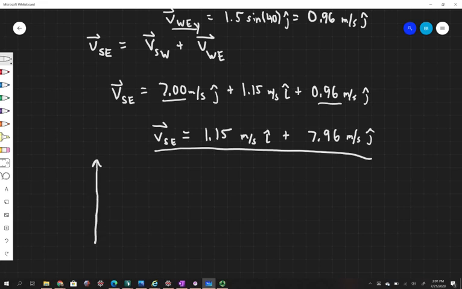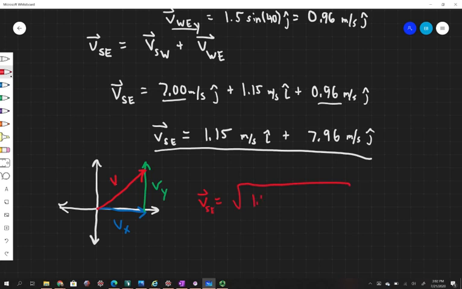We have our coordinate grid. I have some little bit of this going in the x direction, so we have v in the x, and we have some little bit going in the y direction, v in the y. To find the total v, I need to take this and find the hypotenuse, which is the square root of the sum of the squares. So v has to be equal to the square root of 1.15 squared plus 7.96 squared. So v of the ship relative to the Earth, when I take the square root of the sum of the squares, is 8.04 meters per second.